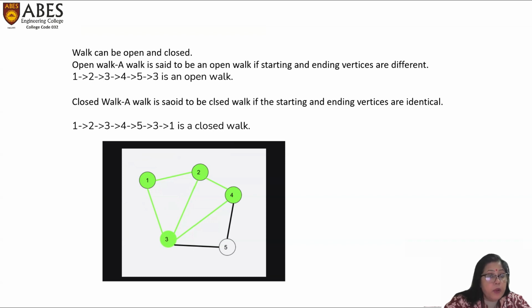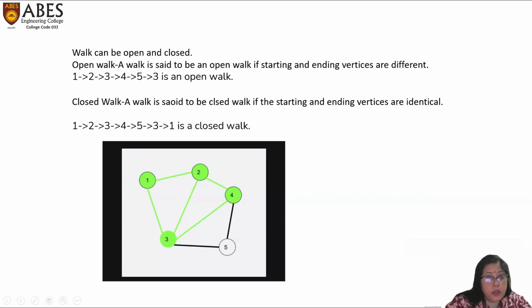Here we see that from 1 we started, and again we reach back to 1. This is called a closed walk. That is, from 1 we go to 2, then from 2 we go to 3, then from 3 we go to 4, then from 4 we again go to 3, and from 3 we go to 1. So we started from 1 and we reached 1 again. This is a closed walk. This type of traversal of the graph is called a closed walk.